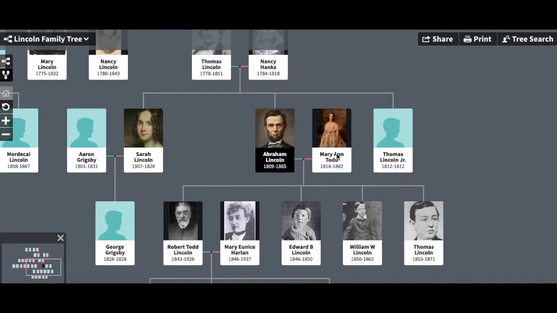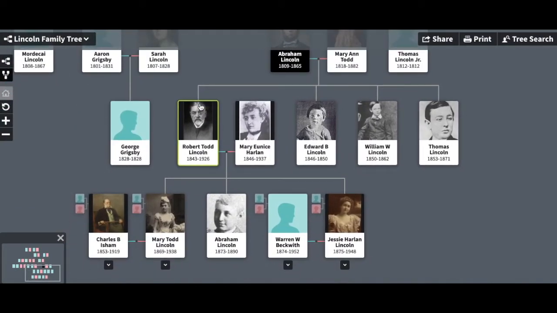His wife was Mary Ann Todd, who lived from 1818 to 1882. Together they had 4 children, all sons: Robert Todd Lincoln, Edward Baker Lincoln, William Wallace Lincoln, and Thomas Lincoln. Only Robert Todd Lincoln got married and had children. He had 3 children with Mary Harlan.